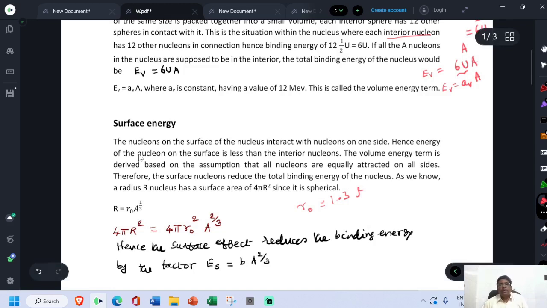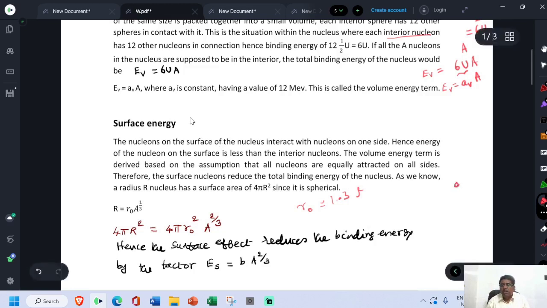Now read out this statement. The nucleons on the surface of the nucleus interact with nucleons on one side. Upward interaction is not possible. Like the surface tension force in liquids, the surface energy is acting. Hence, the energy of the nucleons on the surface is less than the interior nucleon. Suppose a nucleon is present well within the nucleus.